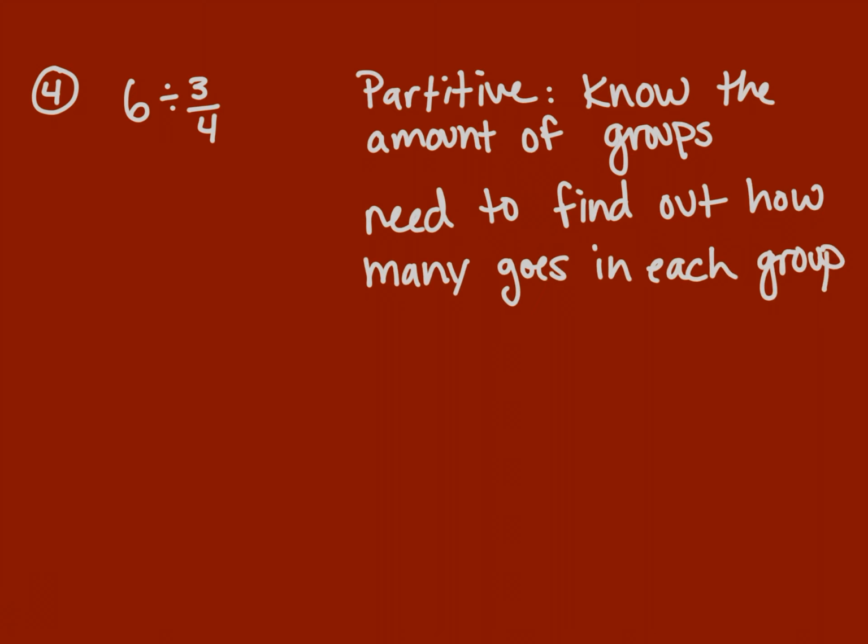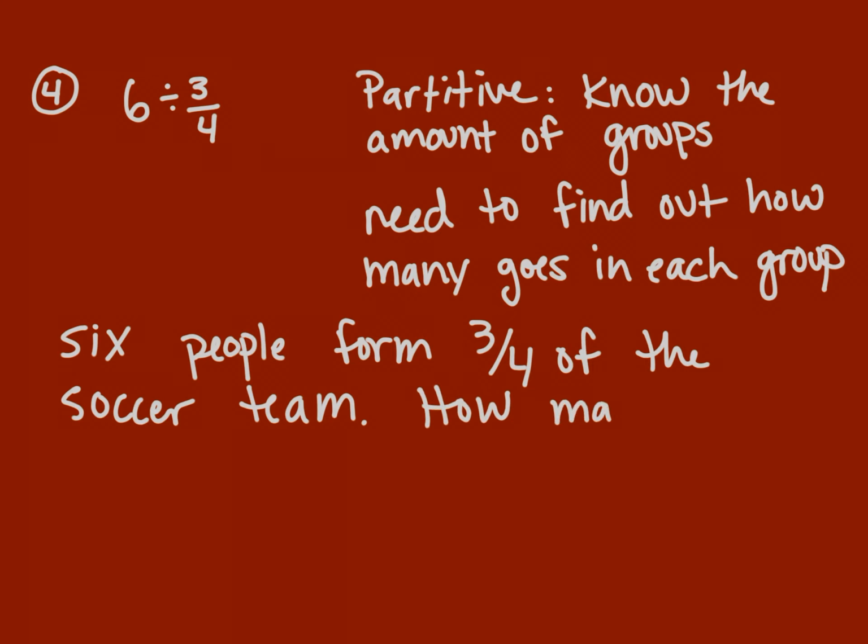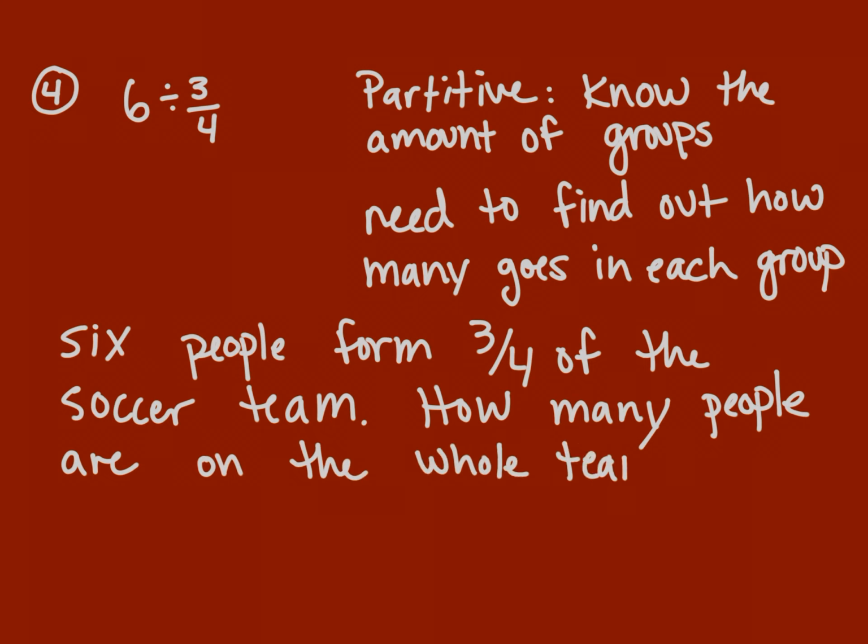So our sentence for this one might sound something like, 6 people form 3/4 of the soccer team. So that's the groups, the amount of groups. And now we want to know how many people are on the whole soccer team. That's looking for the amount in the group.